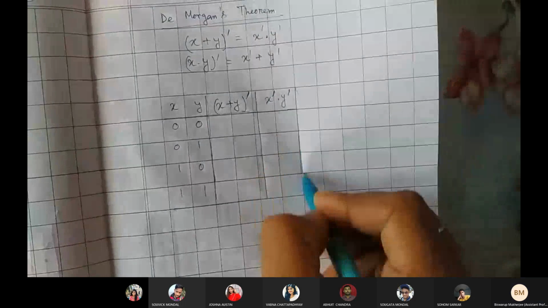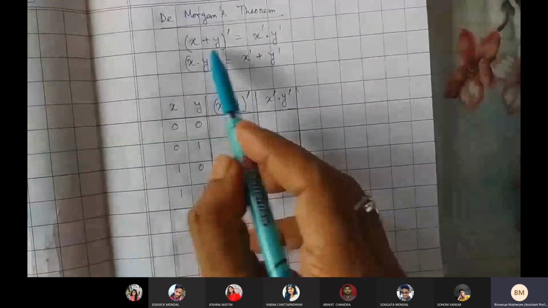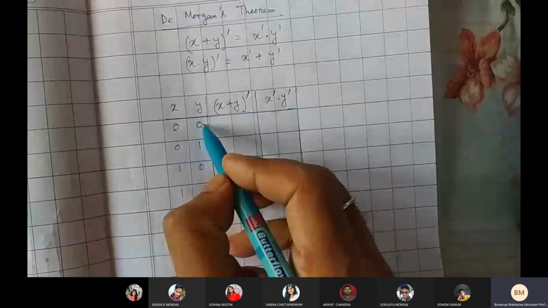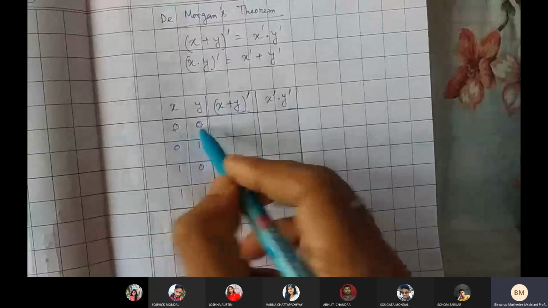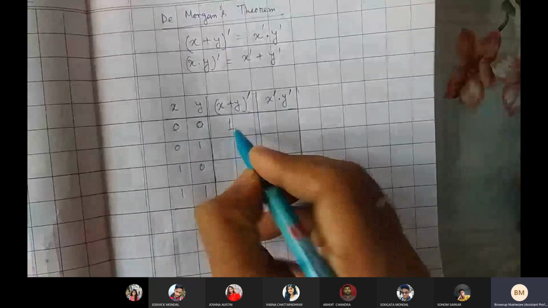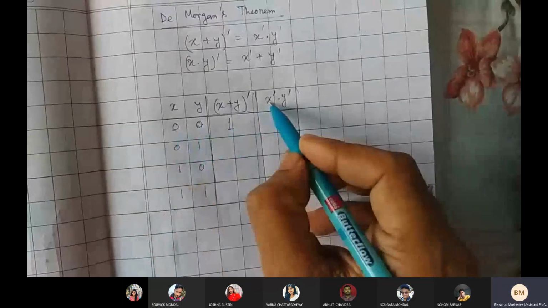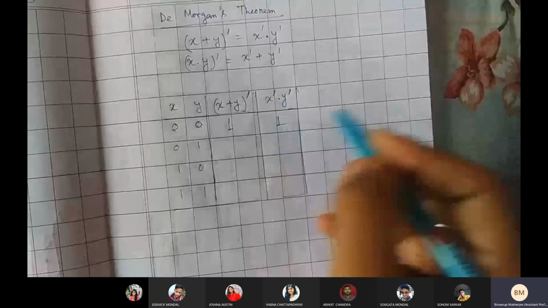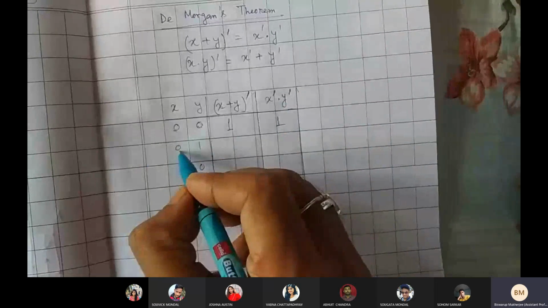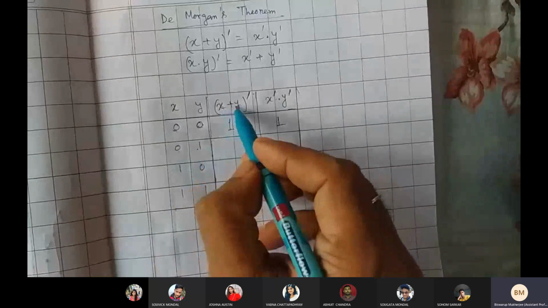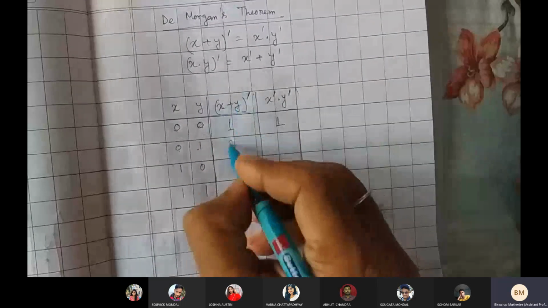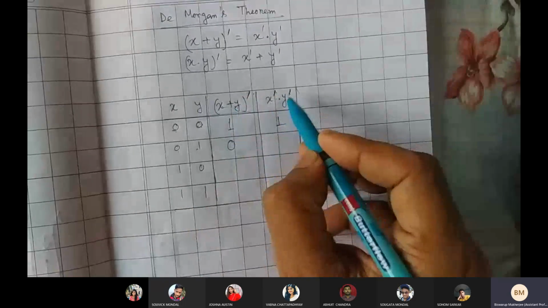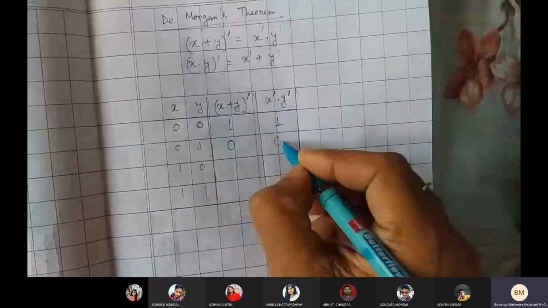So if both are 0 0, fine. I'm talking about the first one. If both are 0 0, so what is x plus y? 0 plus 0 is 0, 0 complement is 1, right? So this one is 1. If both are 0 0, x bar is 1, y bar is 1, so 1 dot 1 is also 1, right? Similarly, if one value is 0 and another is 1, so 0 plus 1 is nothing but 1, 1 complement is 0. On the right, 0 complement is 1, 1 complement is 0, so 1 dot 0 is again 0, right?